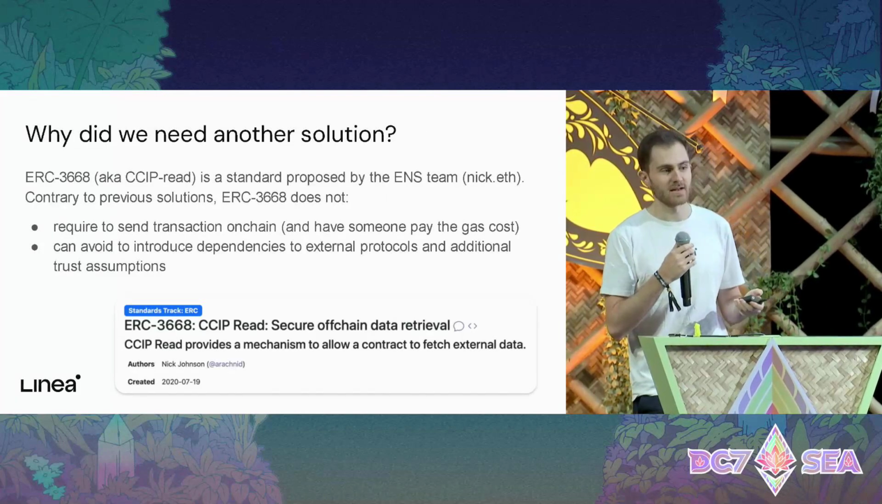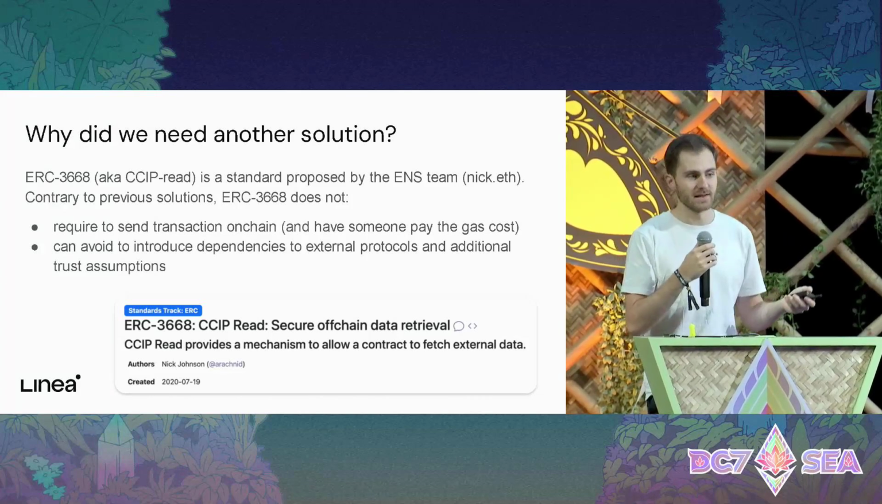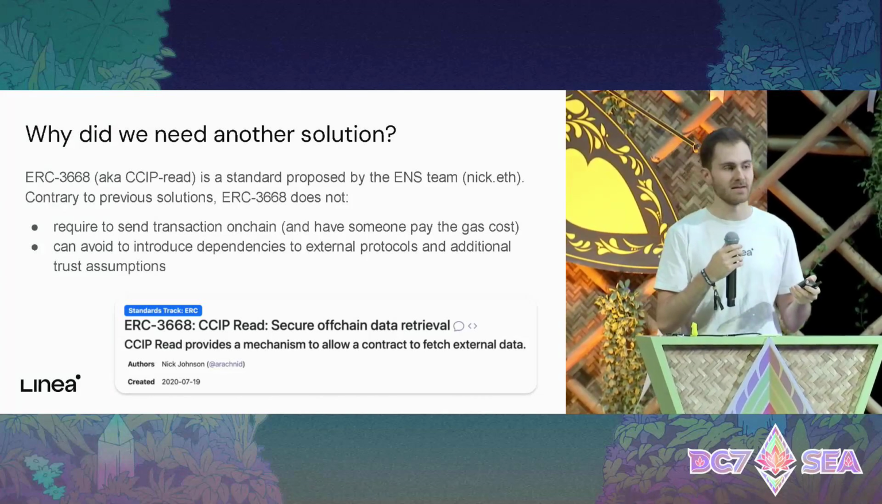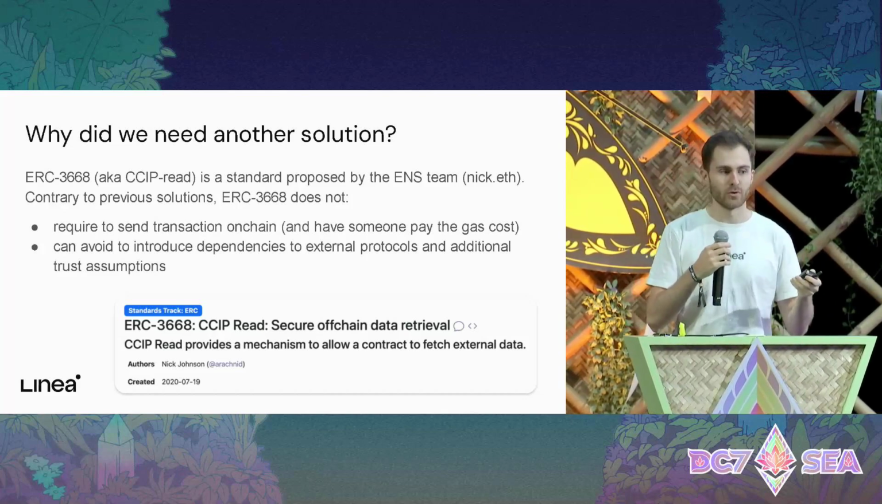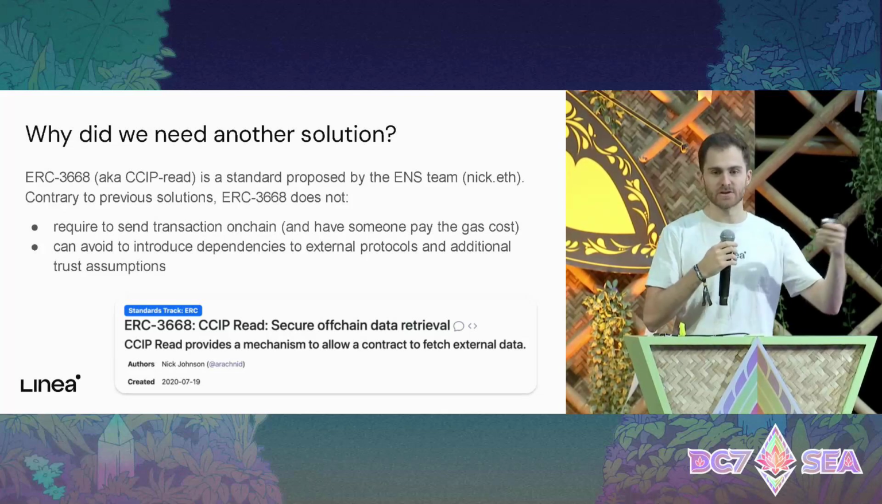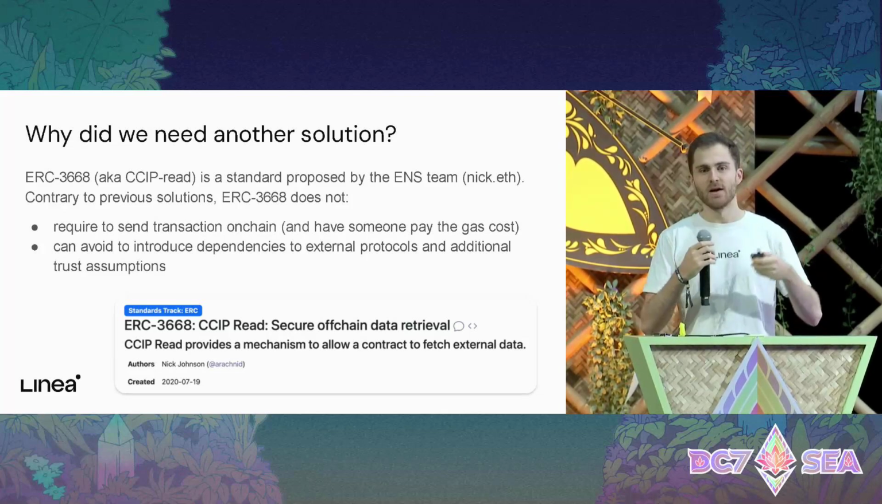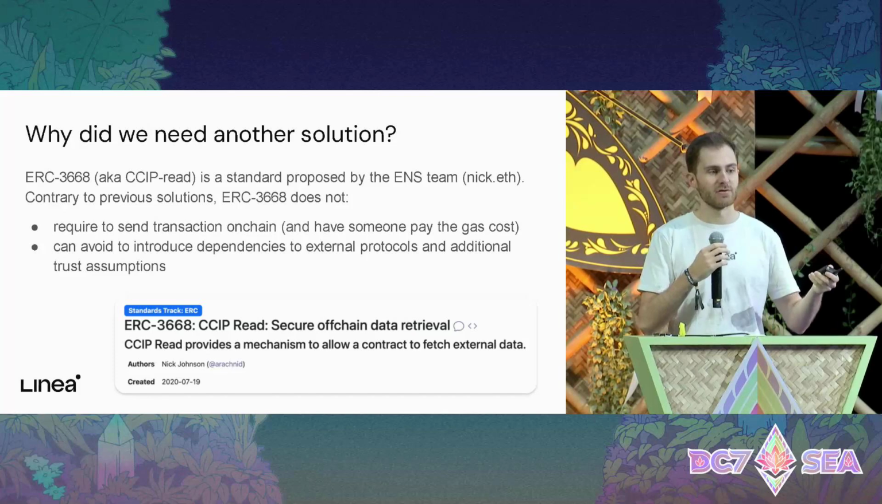So the question you might ask yourself is, okay, why do we need another solution? Basically, ERC-3668, also known as CCIP-read, was a standard proposed by the ENS team, especially Nick, because they had unique use cases where they wanted to access information from L2, especially for managing domain names with cheaper gas cost, but they have some constraints and the design is reflecting that.